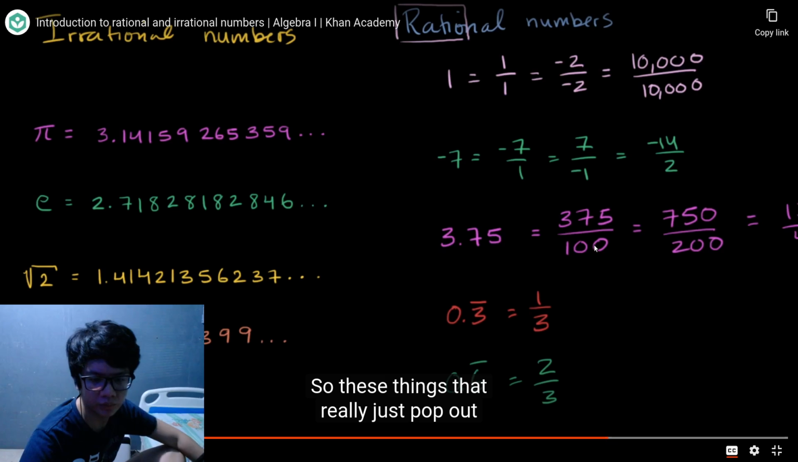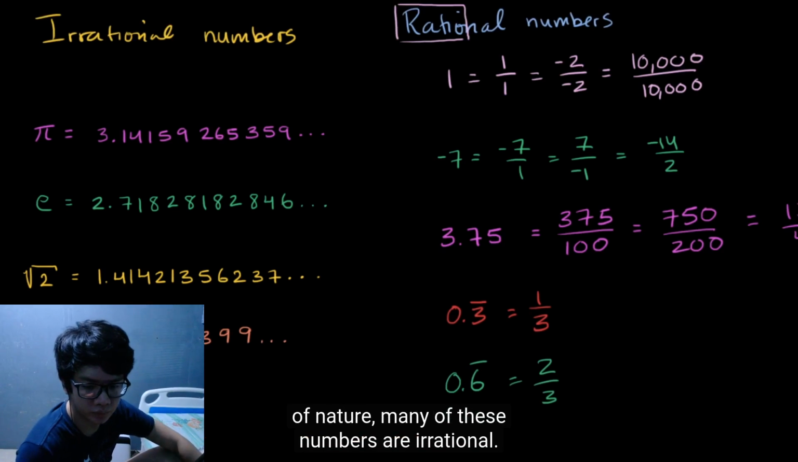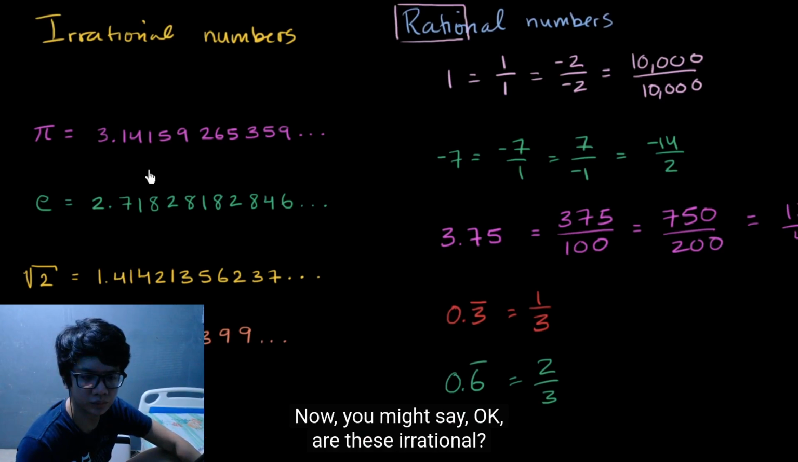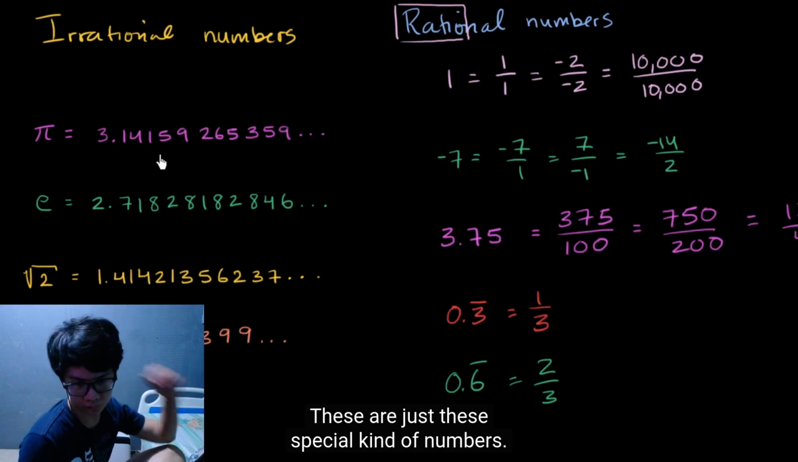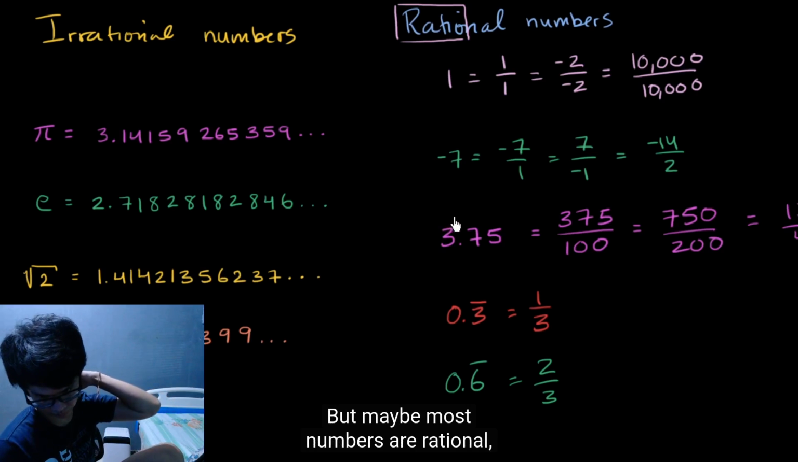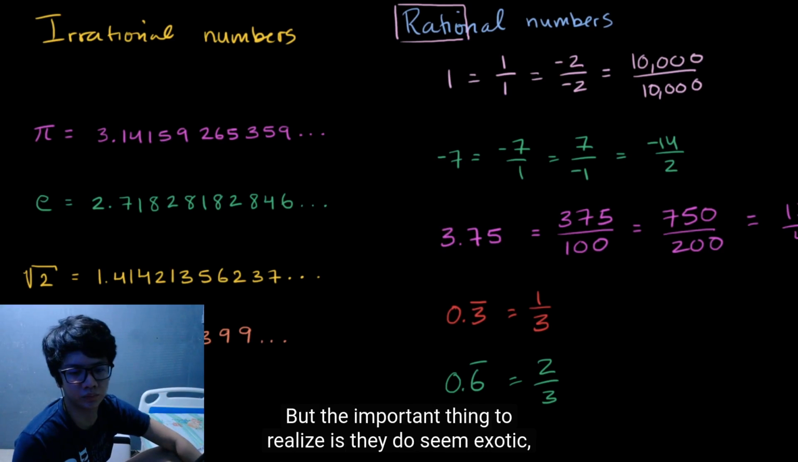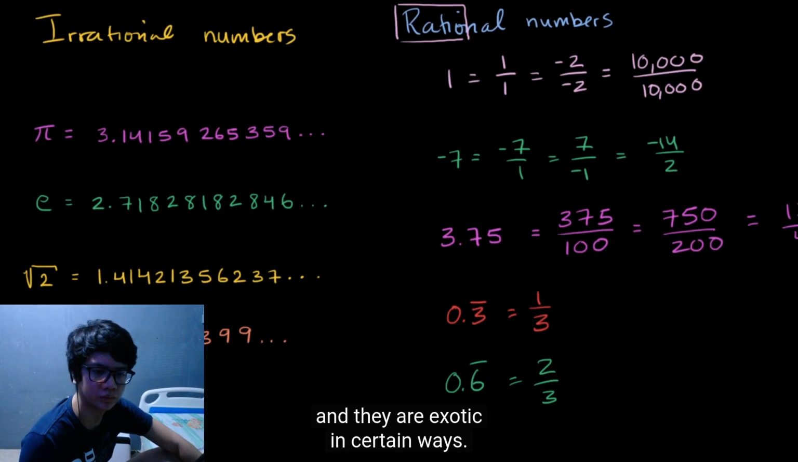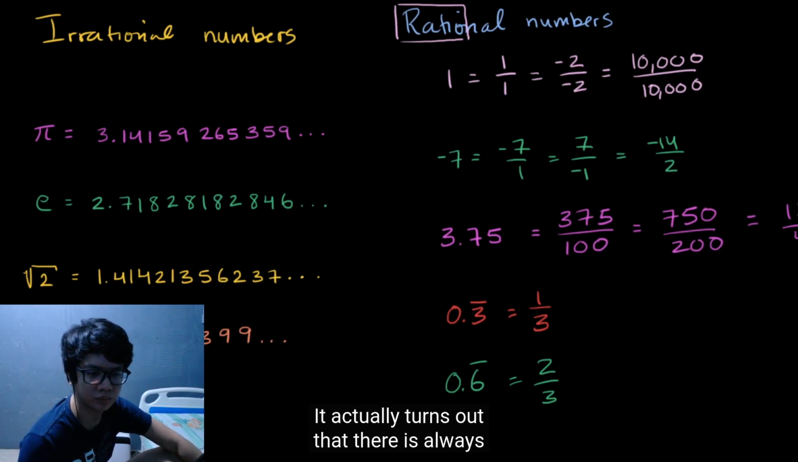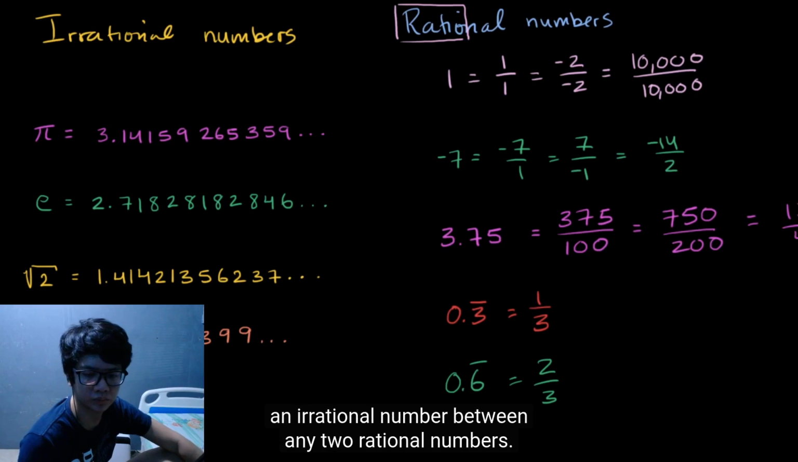So these things that really just pop out of nature, many of these numbers are irrational. Now you might say, okay, are these irrational? These are just kind of these special kind of numbers. But maybe most numbers are rational, and Sal's just picked out some special cases here. But the important thing to realize is they do seem exotic, and they are exotic in certain ways, but they aren't uncommon. It actually turns out that there is always an irrational number between any two rational numbers.